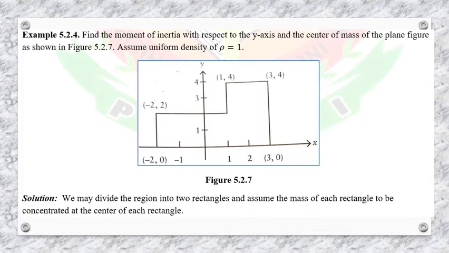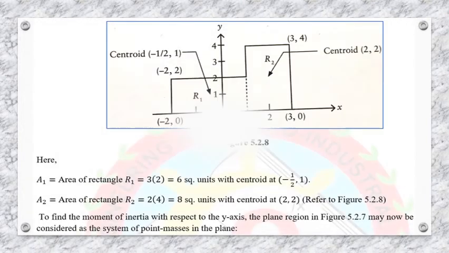So we may divide the region into two rectangles and assume that the mass of each rectangle to be concentrated at the center of each rectangle. Okay, so say for instance, hinati natin yung rectangle natin into 2, or we subdivide the rectangle into 2. So kung hatiin natin yan, ganito yung magiging form. Itong dash line na to, di ba? R sub 2 tapos ito yung R sub 1.